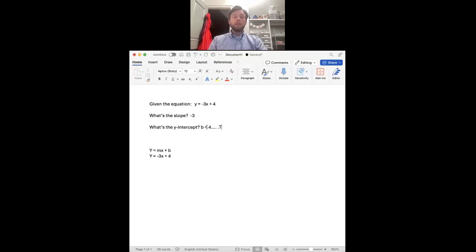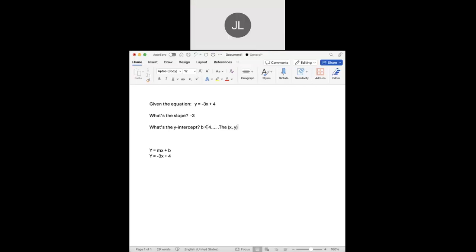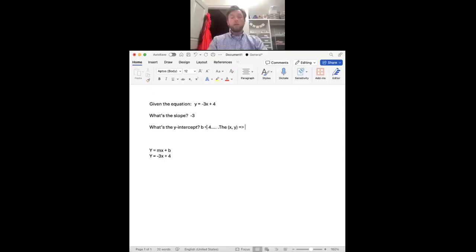So that means the y-intercept, the xy ordered pair of the y-intercept, is what? Well, remember, if it's a y-intercept, where's your 0? Is it in the x or the y? It's in the x. So the y-intercept is actually (0, 4). That's the ordered pair associated with the y-intercept, but it stems from the fact that the b value is 4.